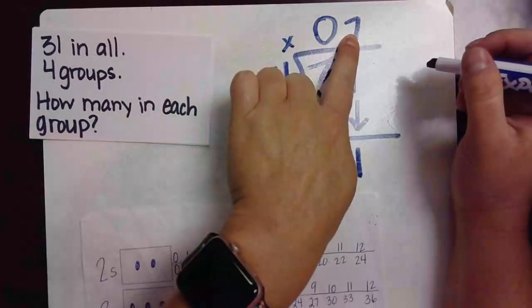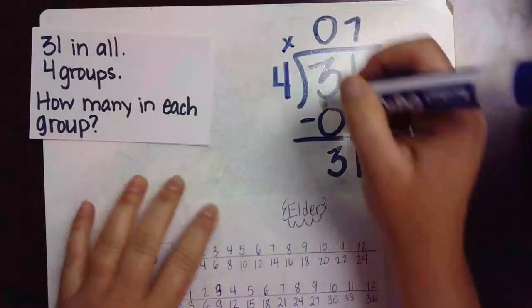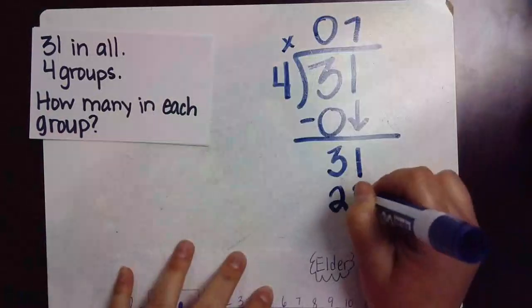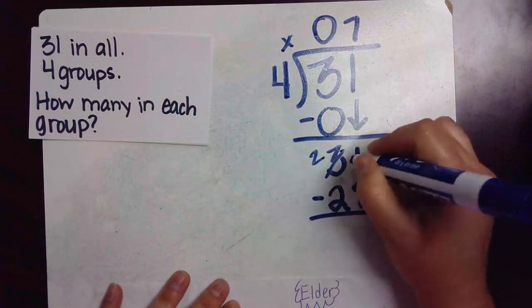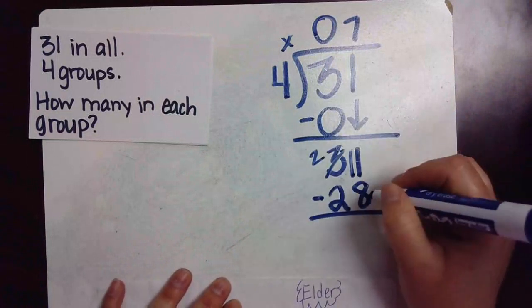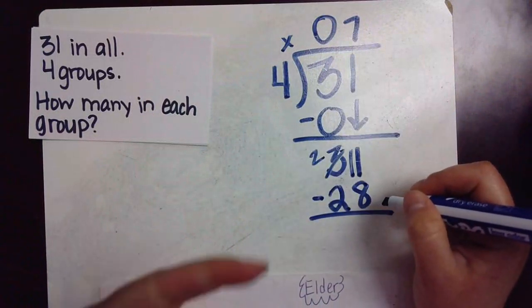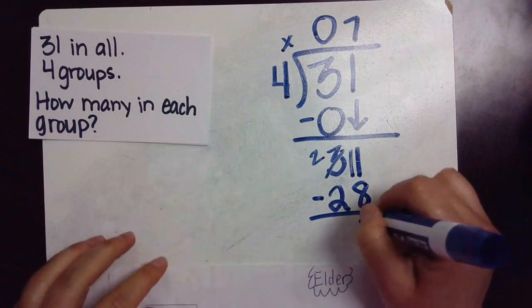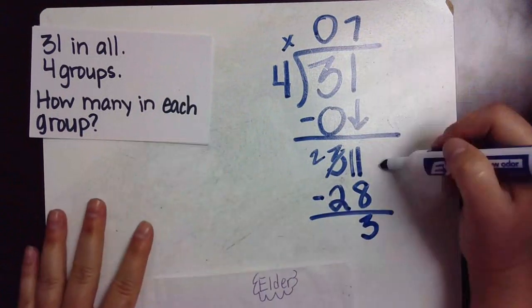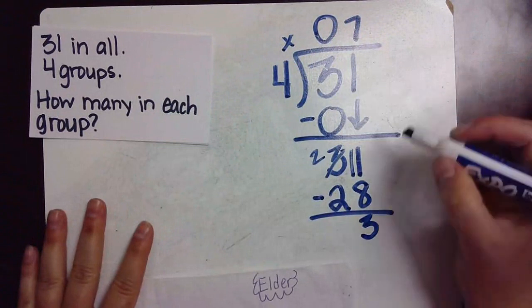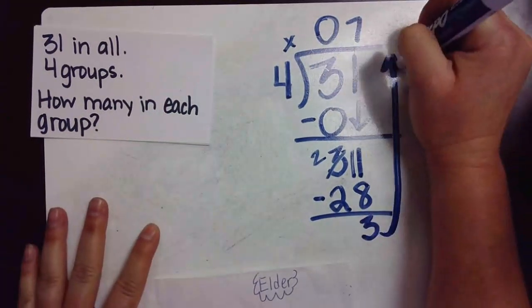So divide, multiply. 7 times 4 is 28. Subtract. Well, a 3 becomes a 2. That becomes 11. 11 minus 8. 8, 9, 10, 11. That's 3. And 2 minus 2 is 0. Subtract and bring it down. There is no other digit to bring down. So that means that 3 is a remainder.